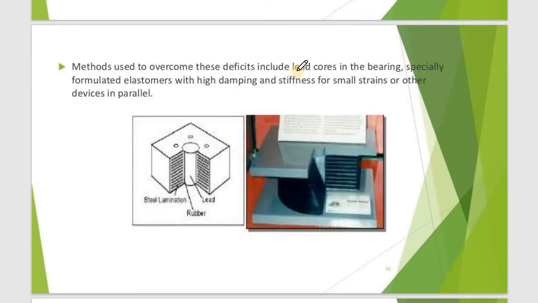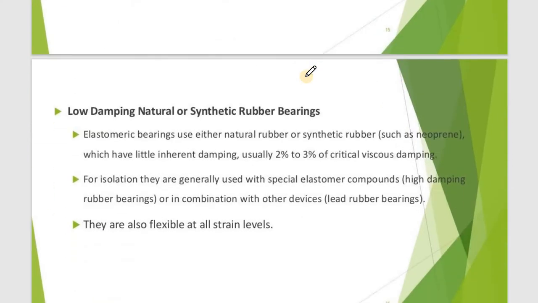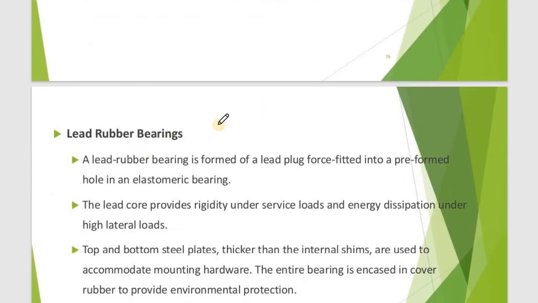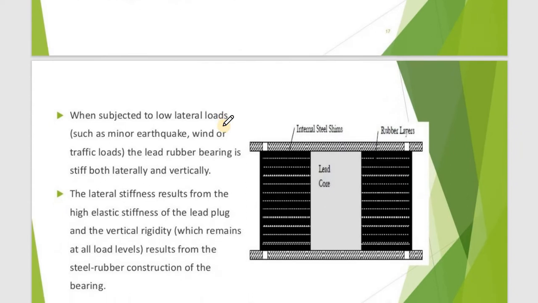Methods used to overcome these defects include, this is an example, lead core in the bearing, and specially formulated elastomers with high damping and stiffness for small strains, and other devices. Then this elastomeric bearing, you just read this. There are different types: lead bearing, lead rubber bearing.